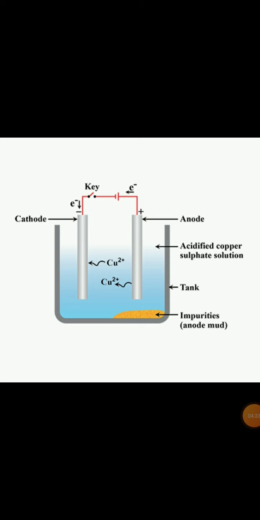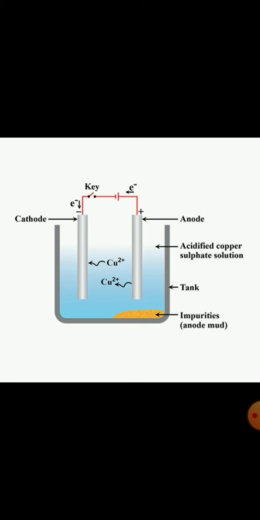Now let us learn this electrolytic refining by taking an example. Here for the anode, which is the positive terminal, the positive rod, we take impure copper. Here we are learning about copper. So the anode will be impure copper, and the cathode, the negative rod, will be pure copper.